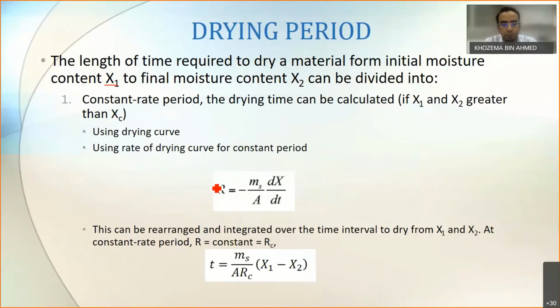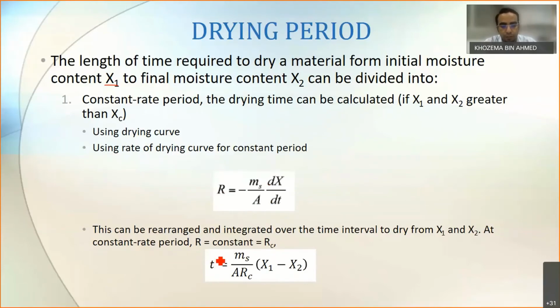We have also defined that R is our constant rate period, M is the mass of bone dry solid, A is the area of drying, dx is the difference in the moisture content, where x is your moisture content, and dt is your difference in time. After we rearrange this equation, we do integration on this equation between x1 and x2. So we will get this equation.